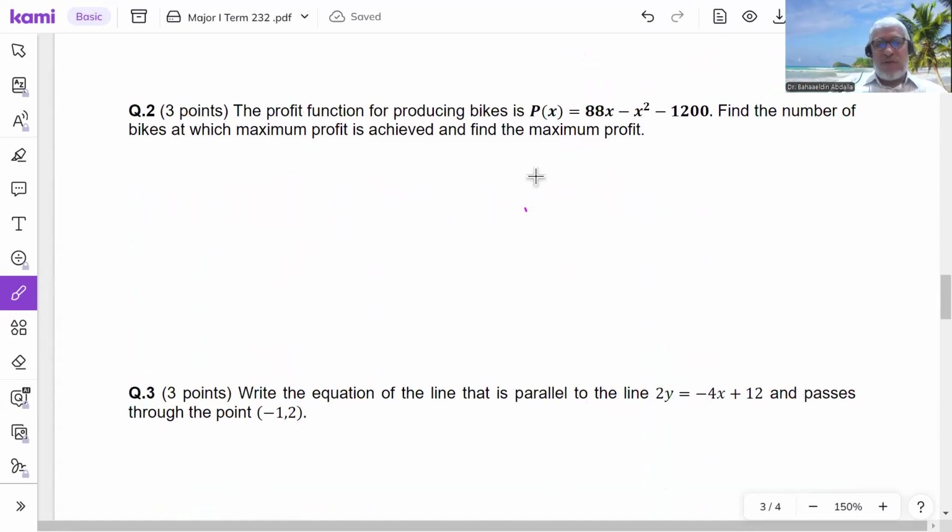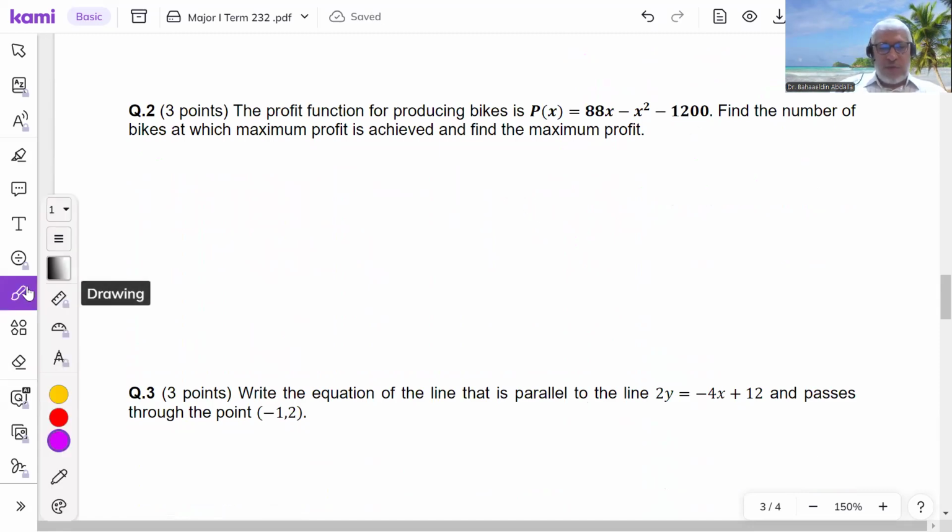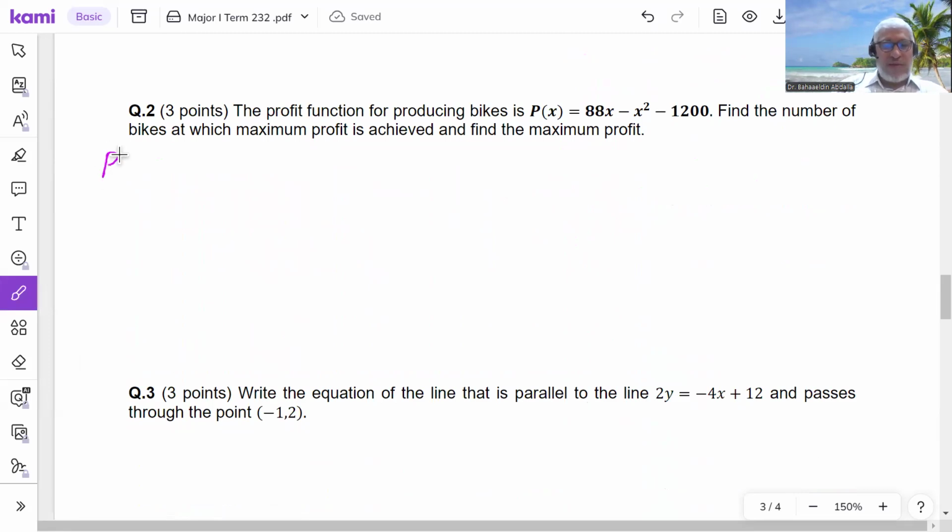The profit function is given by this equation. Notice that it is a quadratic equation. So the profit function, in fact, I have x to the power 2. So let me write the term with x to the power 2 first, then the term with x, then the constant term. This is in the standard form, the general or standard form of the quadratic equation.